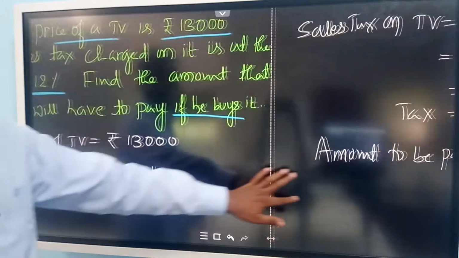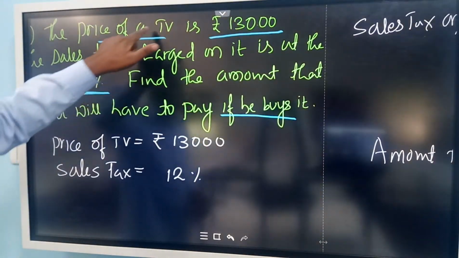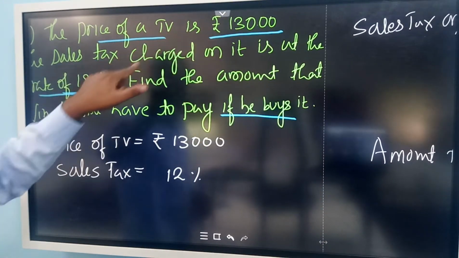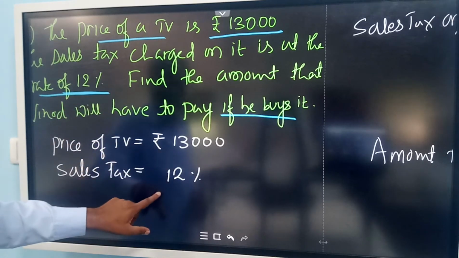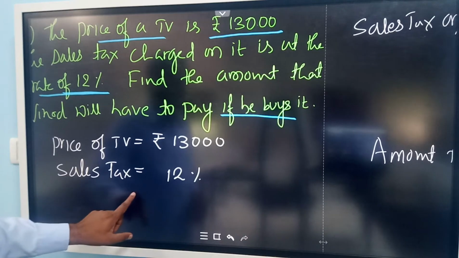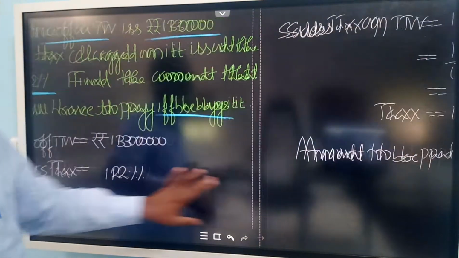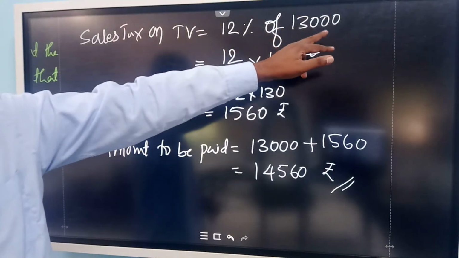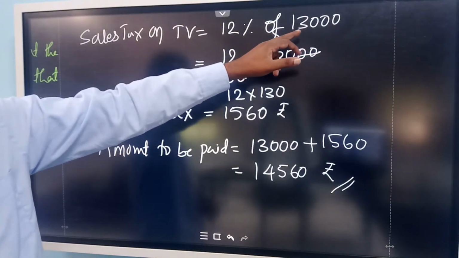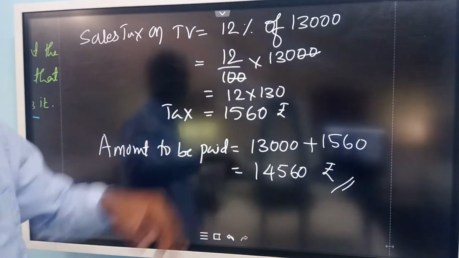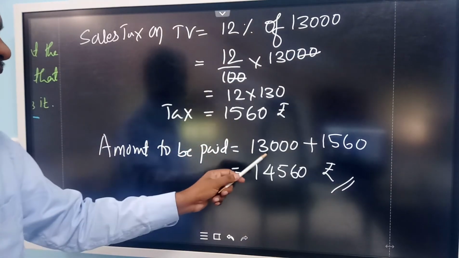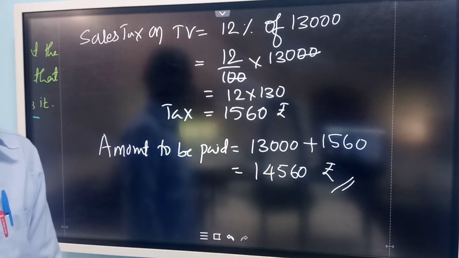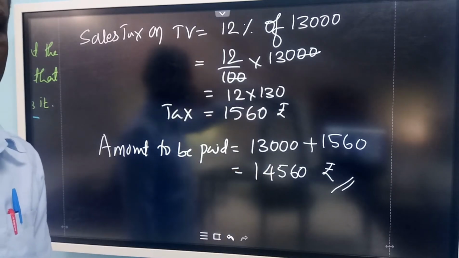So carefully observe that tax will be calculated on the price of the TV. It is an additional amount, extra amount. This is the price of the TV, and extra 12% will be charged. That is called sales tax for selling the article. So 12% on the price of the article: 12 by 100 into 13,000. Simplify to 1,560. Add this to the price of the article, then it gives you the amount to be paid.